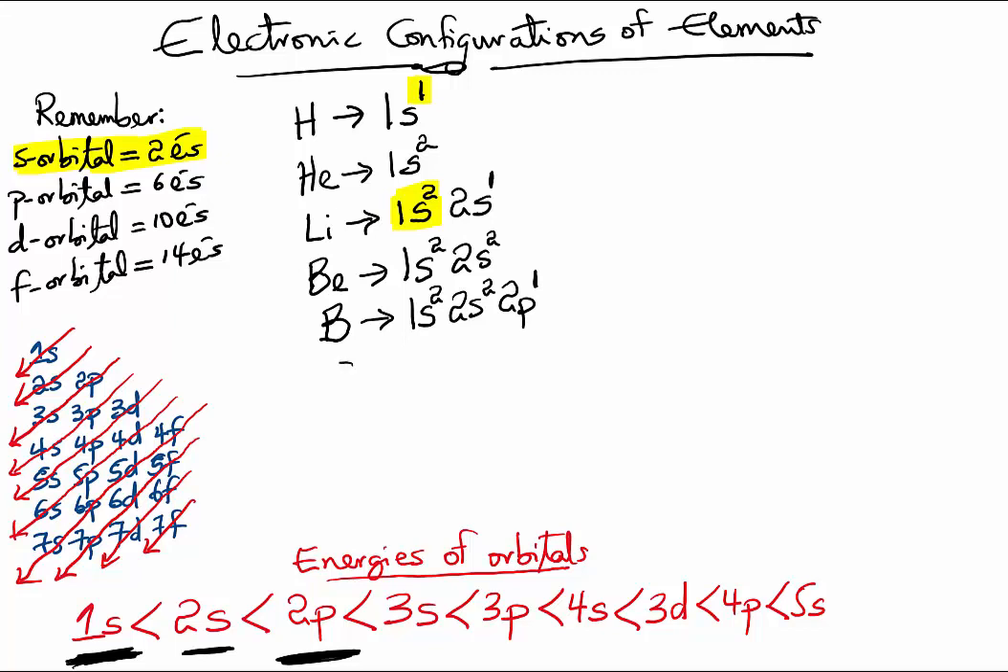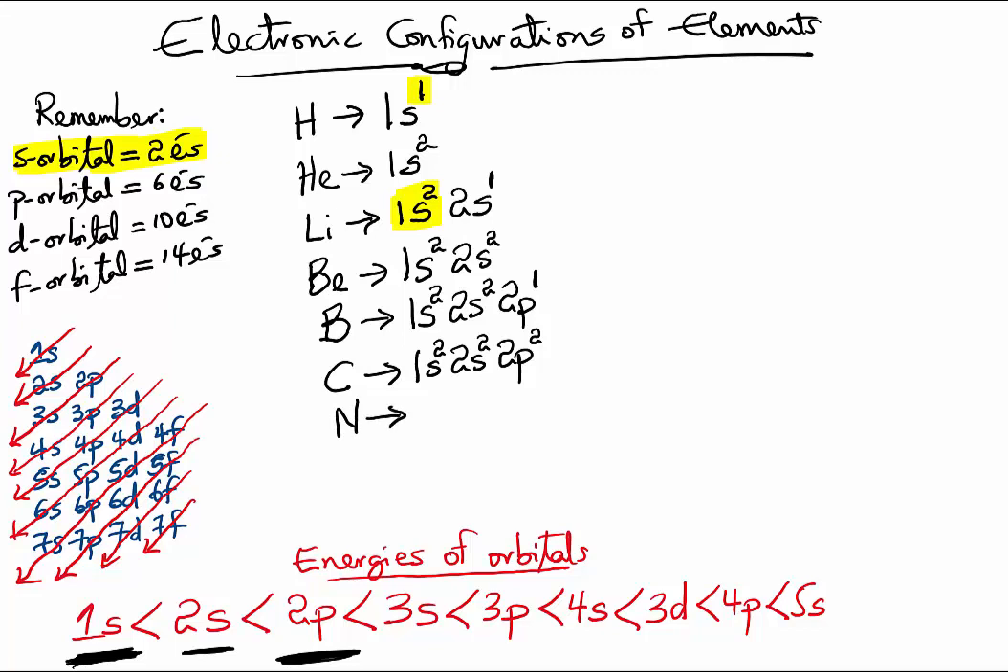Carbon is the next element. Carbon has 6 electrons. The first 2 electrons will go into the 1s orbital. The next 2 electrons will go into the 2s orbital. The remaining 2 will go into the 2p orbital. And then we move on to nitrogen.